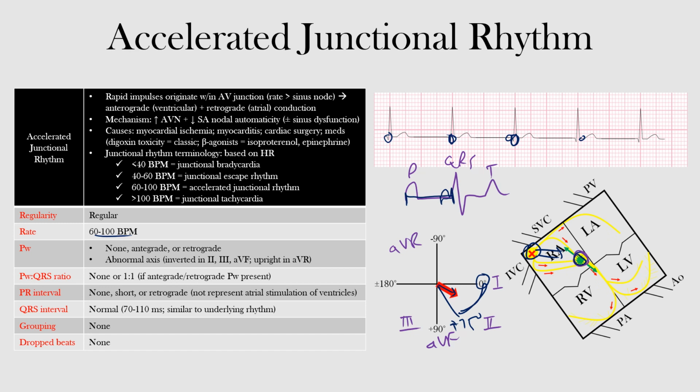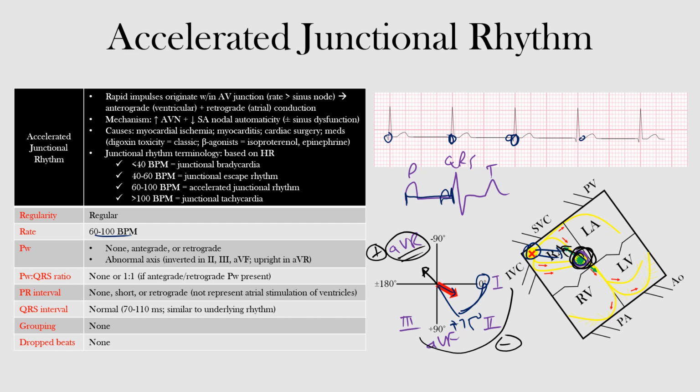And what we're saying here is now we have the origin starting here within our AV node, and conduction will be going pretty much in the opposite direction. So you can think of it going pretty much opposite of this. And in such cases, you see that arrow now going towards lead AVR, our vector. So we'll see upright P waves in those leads, and it's going away from these leads. So we see inverted or negative P waves in those inferior leads. Now this is a regular rhythm, and what differentiates it from other junctional rhythms is its rate.